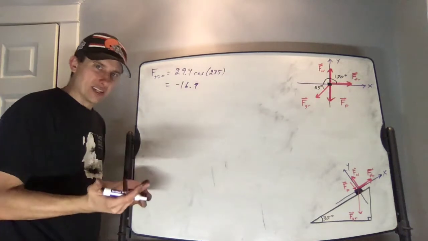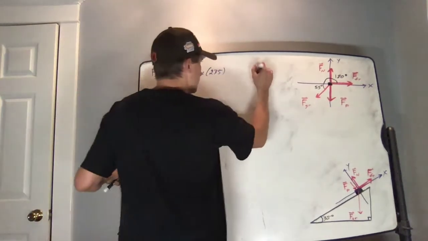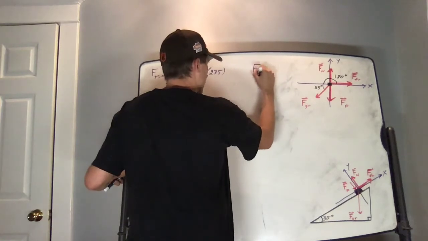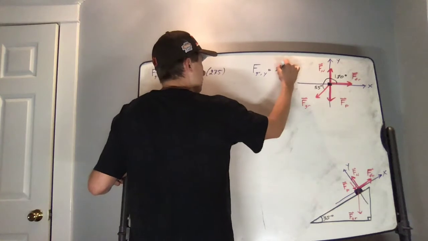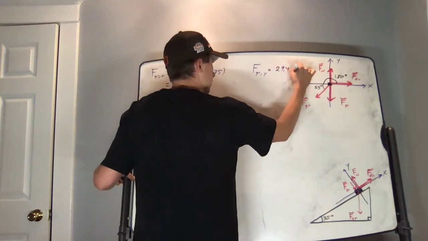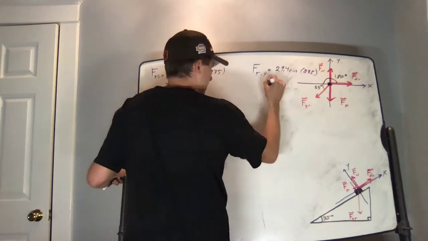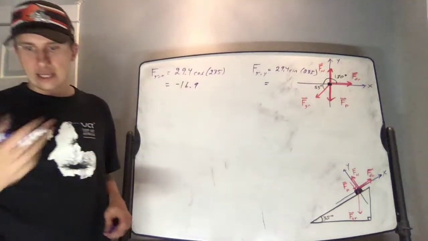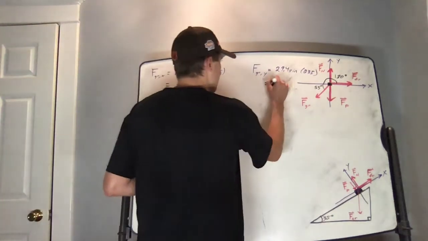Similarly, I could do the same thing for the y direction. Cosine will be sine in this case. So the force of gravity in the y direction will be 29.4 sine of 235. When I put that in the calculator, I get the force of gravity in the y direction is going to be negative 24.1.